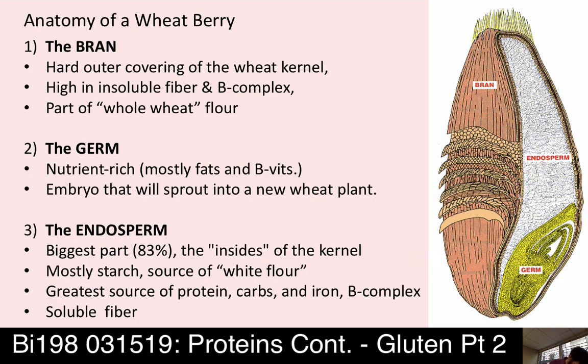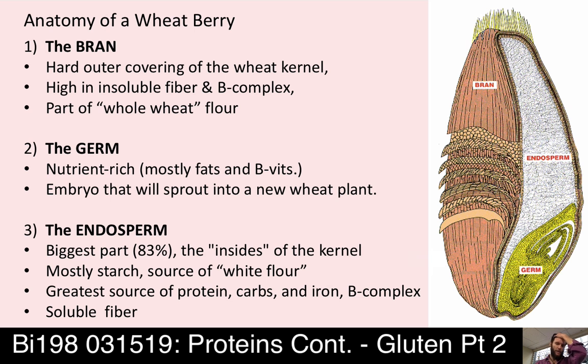So here's just a picture of a wheat berry. A wheat berry, or the kernel of wheat, is broken into three general regions: the bran, the germ, and the endosperm. Each of these layers has multiple layers that have been dissected for purpose and content. This is not that kind of a class. We're not going to go through that kind of detail.